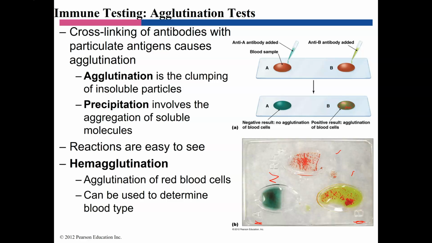This is easy to perform and see results, and is something that's done quite often. If we're talking specifically about red blood cells, the term hemagglutination is used because we are agglutinating red blood cells, but it is just an agglutination reaction. This blood typing agglutination reaction would be hemagglutination, but we can do it with other antigens as well.